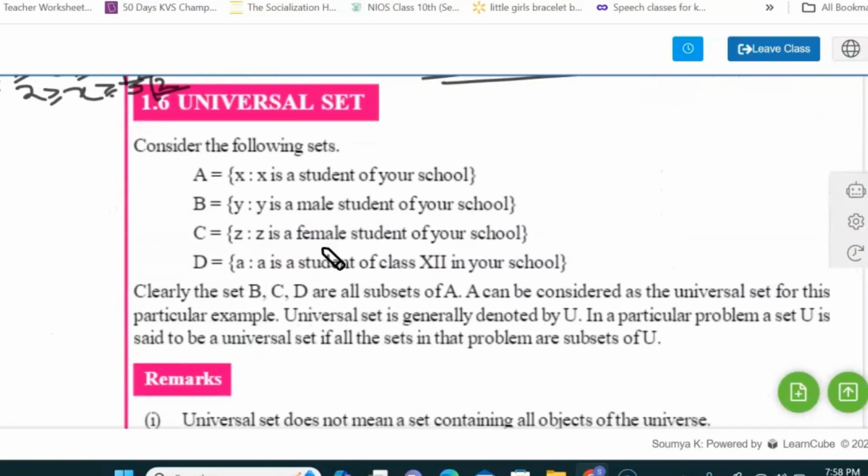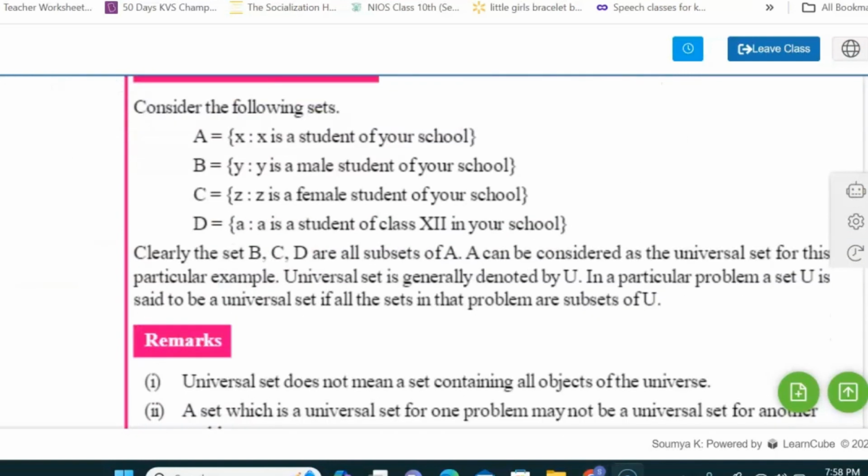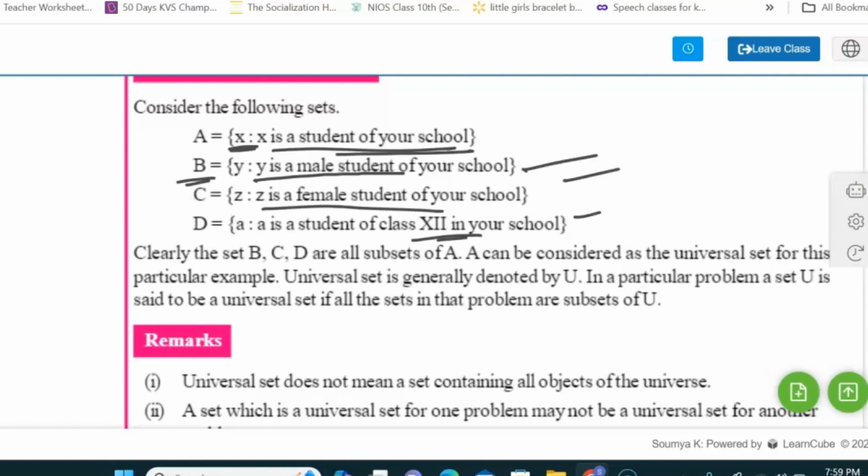Next topic is universal set. Universal set example, if you see, first one is A. A is X, where X is a student of your school. So all the students of your school are there. B contains Y is a male student. C contains female students of your school. And D says A is a student of class 12th in your school. So any of the options you take, B, C or D, it belongs to this A.